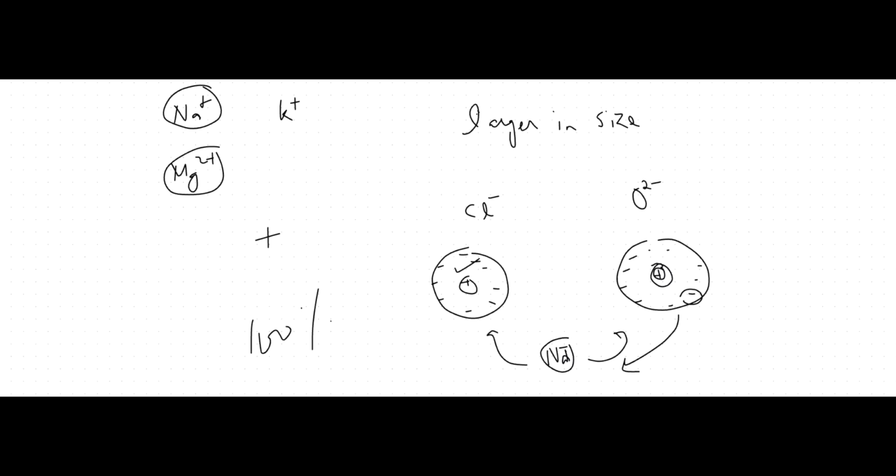Okay, let's go to the concept of Born-Haber cycles now. Lattice energy, we cannot find it directly. We always have to use some other values to find it. So it's an indirect process. And for that, we will have a Born-Haber cycle.